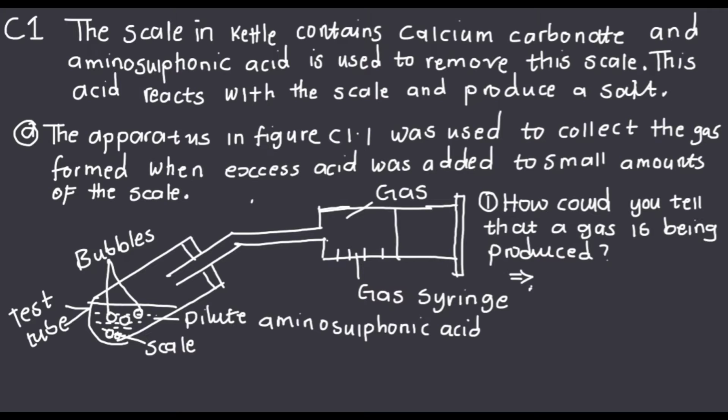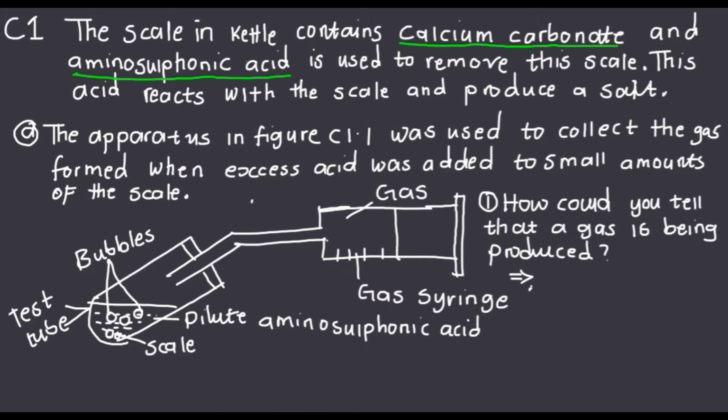So it doesn't matter the term that is being used to describe a certain acid. The whole thing is the reaction between a metal carbonate, a compound in which there is a metal and the carbonate. Now, if you look at the first question, Roman number one, how could you tell that a gas is being produced? Before we look at this question, first let's go back to the reaction. We have a metal carbonate, which is calcium carbonate, reacting with amino sulfonic acid.